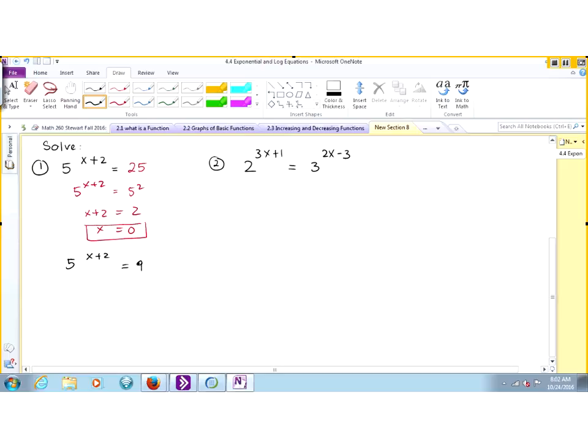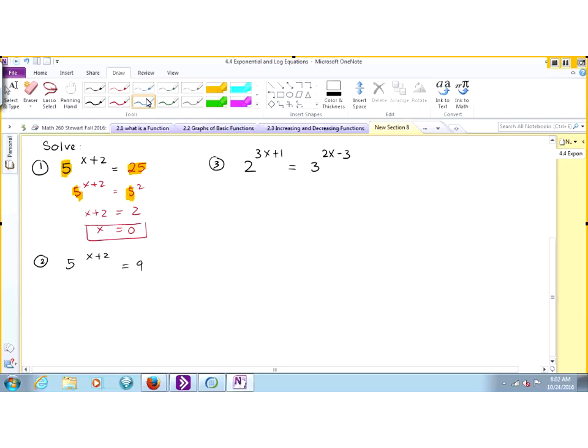So 5 raised to the x plus 2 is equal to 9. Maybe I should change this to be number 2. So this is number 3. I just want to show you the difference when you could write the same base, and then this one you can't.